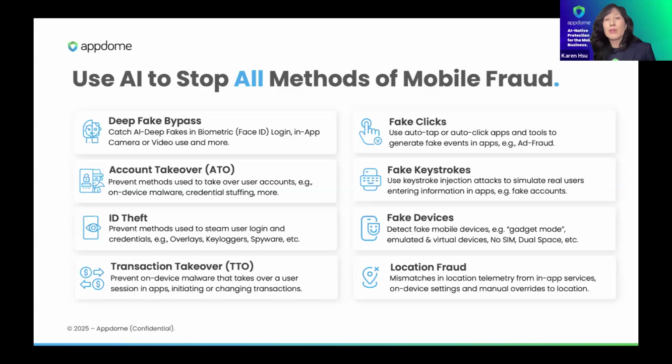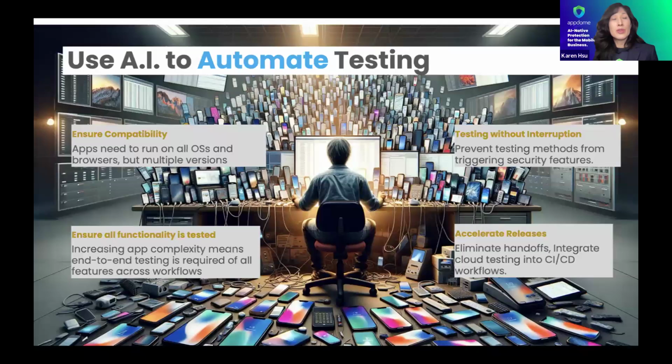We're also looking at and preventing the other issues around fake clicks and keystrokes where the attacks are used to simulate real users entering information in, as well as faking their location. And this is critical for a number of banking, financial services, and other apps that rely on the location to allow a user to complete their transactions. And so after you've added these protections in an automated way, you need to use AI to automate the testing. And this is where I'll hand it over to Lakshmi to talk to us a little bit more about the challenges with automating testing.